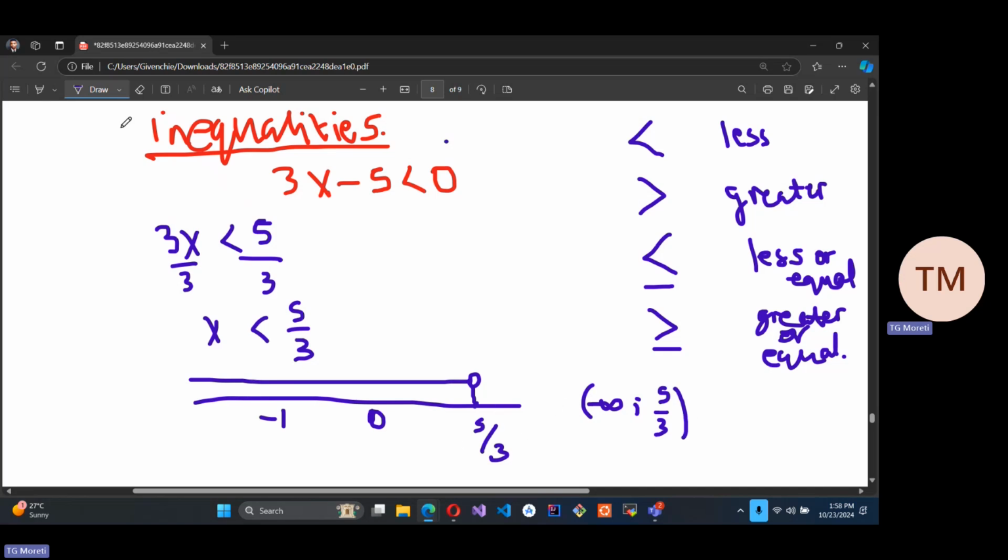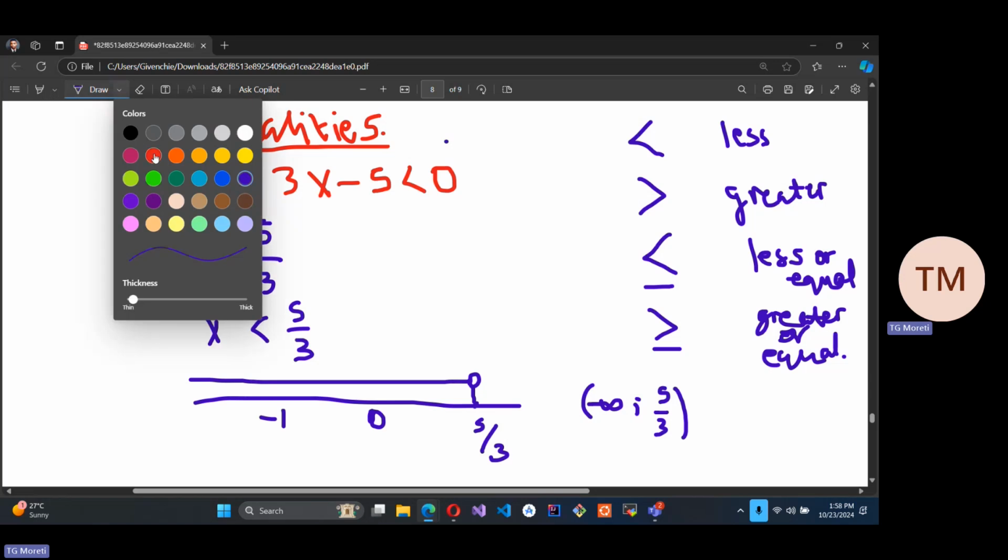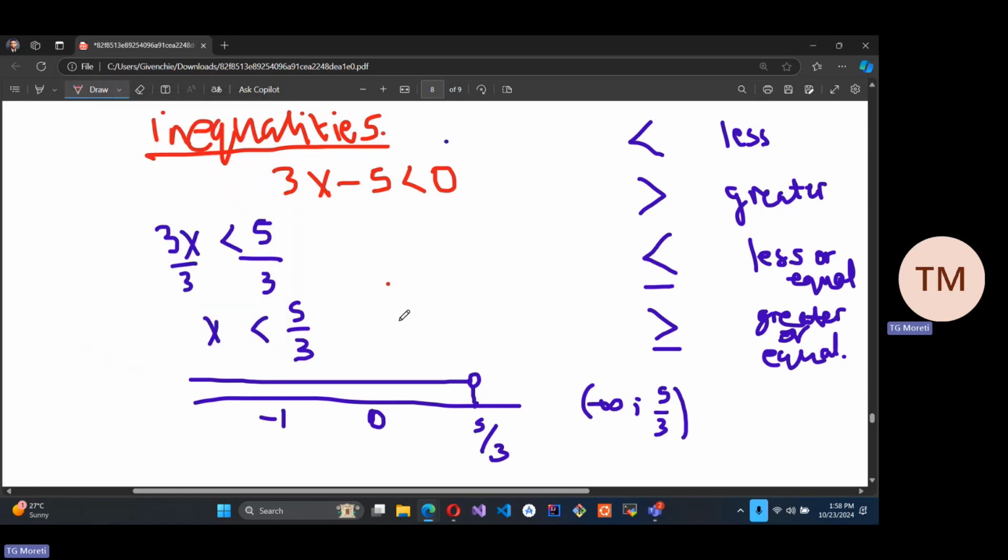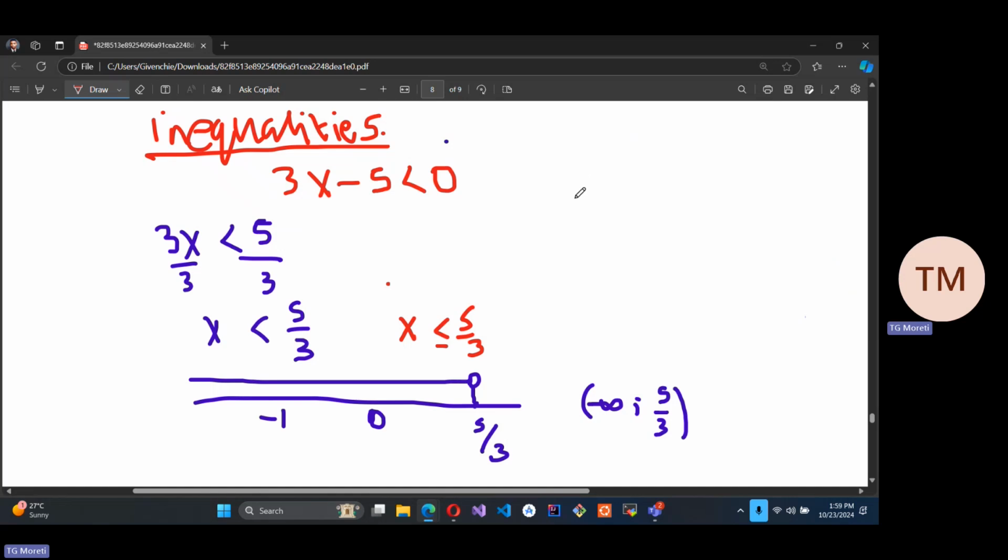Now, what if our final answer was, for some reason, x is less or equal to 5 over 3? In this case, we are going to write it this way. Our answer could have been anything from negative infinity to 5 over 3, including 5 over 3. So it was going to look something like this. I want you to notice the difference. This circle here will be shaded because it includes this value. But this is only the graphical representation.